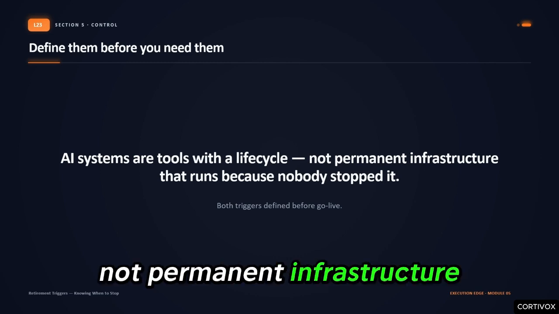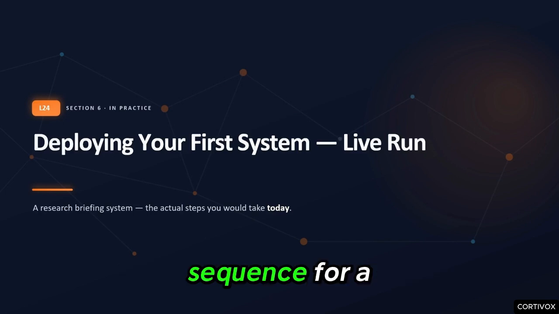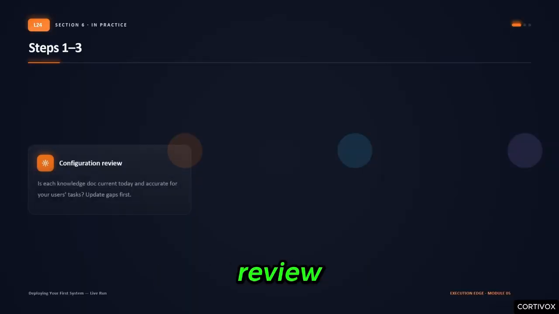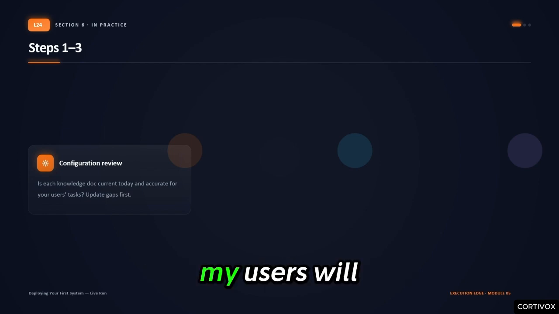I will walk through the complete deployment sequence for a real AI system, a research briefing system, following the actual steps you would take today. Step 1: configuration review. Open the system. Review each knowledge document. Is this information current as of today? And does it accurately reflect the tasks my users will be submitting? Update any gaps before continuing.